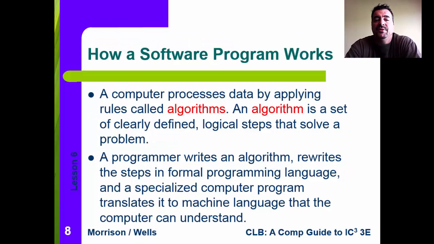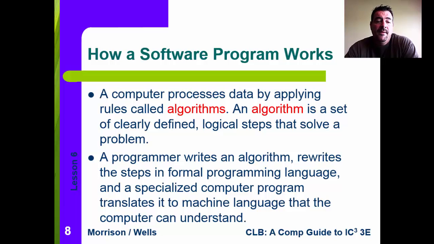The computer processes data by applying rules called algorithms. And this is one of our terms. You need to know this. An algorithm is a set of clearly defined logical steps that solve a problem. When you hear that term algorithm, which you'll hear a lot in the next 2 classes, the whole process of developing software is that a programmer writes an algorithm, and then rewrites the steps in a formal programming language. Depending on the type of function the software is going to do will depend upon the type of software language that you use.